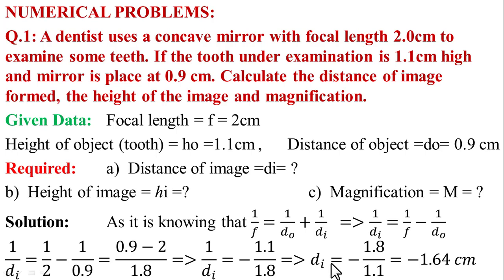This implies that di is equal to 1.8 divided by 1.1, taking the reciprocal on both sides. So di is equal to minus 1.8 divided by 1.1, which is equal to minus 1.64. Here the first part answer is: distance of image is equal to minus 1.64 centimeter.